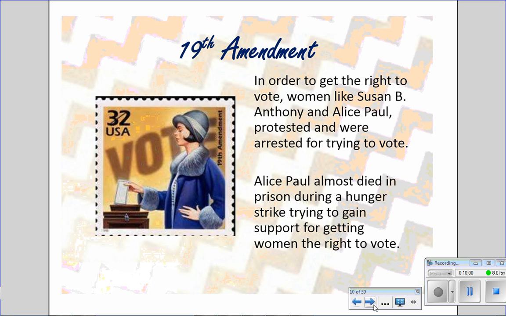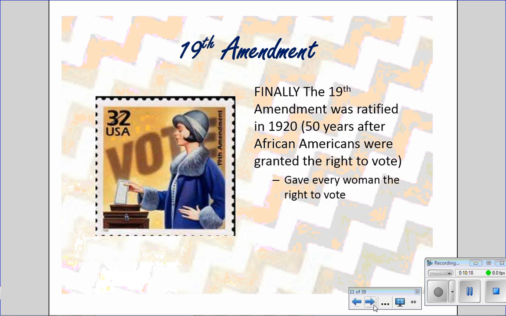She was being held in prison, and in order to make sure that she wasn't forgotten about and people were still paying attention to what was happening, she organized a hunger strike and refused to eat until women were given the right to vote. In fact, that was the event that led to the eventual passing of the 19th Amendment. So finally, the 19th Amendment was ratified in 1920, which is 50 years after the 15th Amendment was passed for African Americans. And the 19th Amendment gave every woman the right to vote.